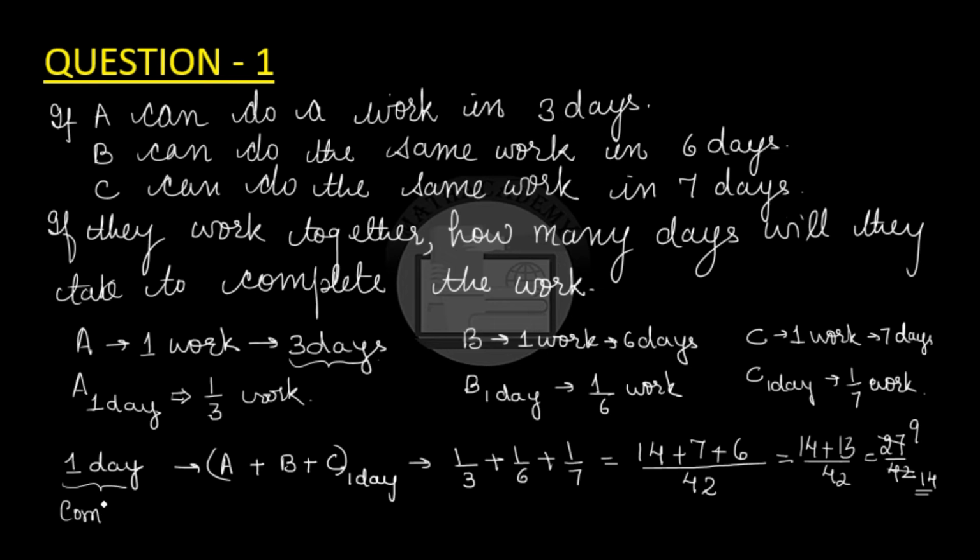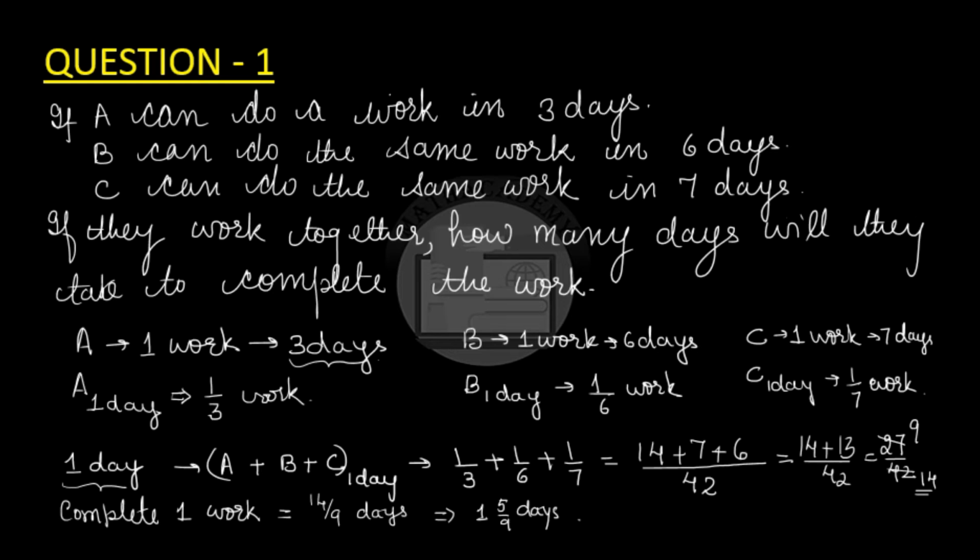So to complete one work, again you reciprocate. To complete one work, you again reciprocate the work done in a unit time. Reciprocal of 9 by 14 is 14 by 9 days. And what is 14 by 9 days? It is 1 5 by 9 days.